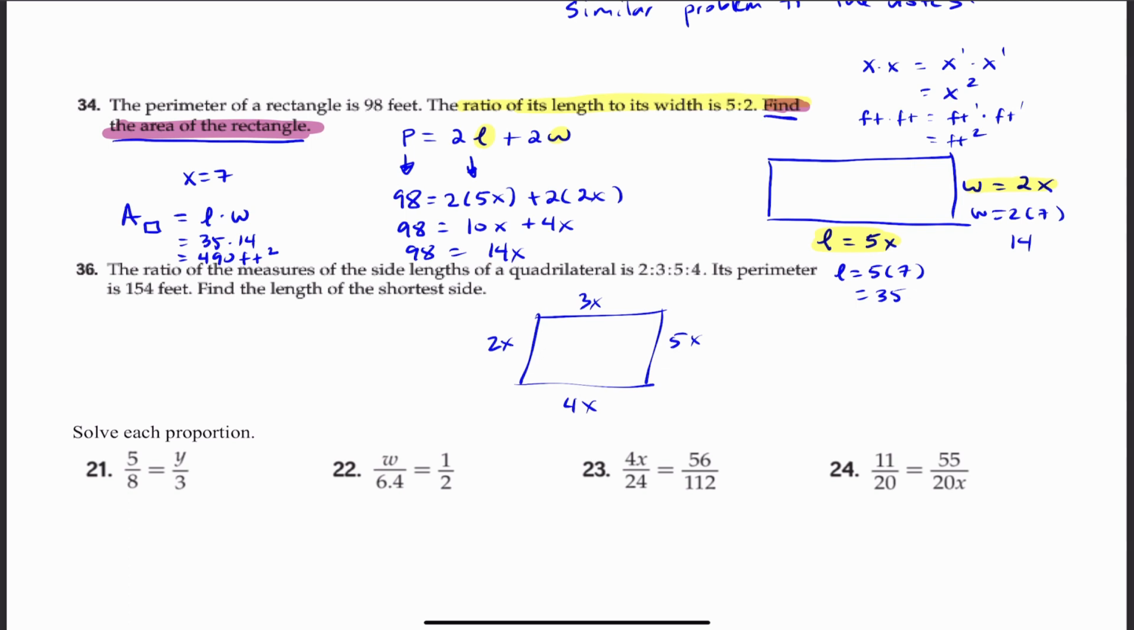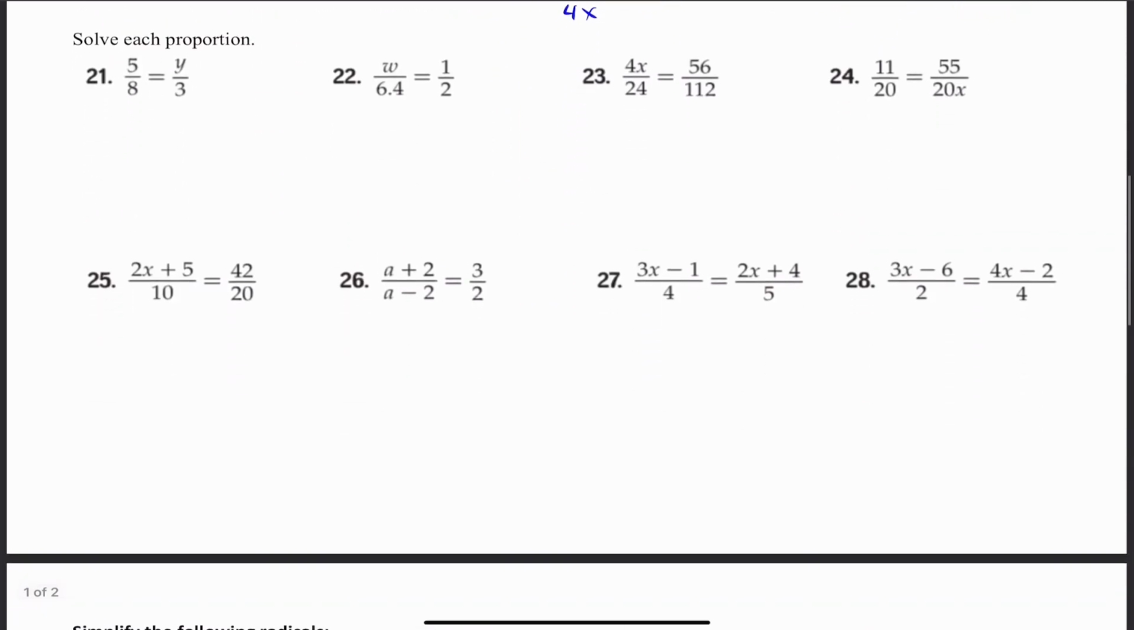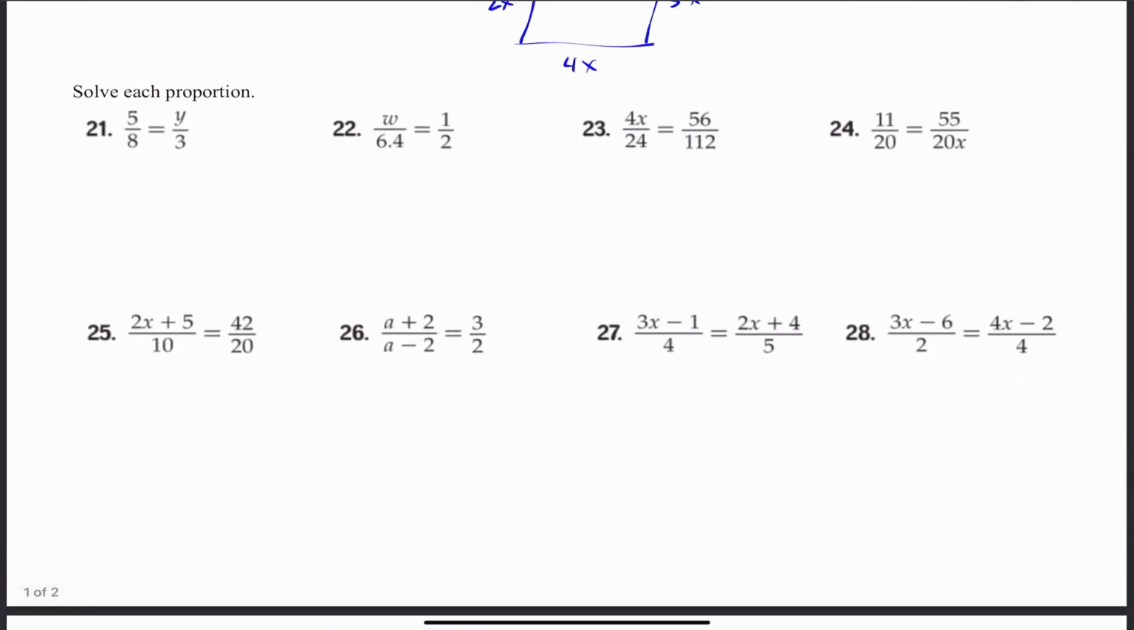What am I going to do with those expressions, and what does it mean perimeter is 154 feet, right? What are you going to do with these and also this, and then how are you going to find the length of the shortest side, okay? I'm going to let you figure that out on your own. Now, this homework assignment here has plenty of proportions. Good practice for you all.